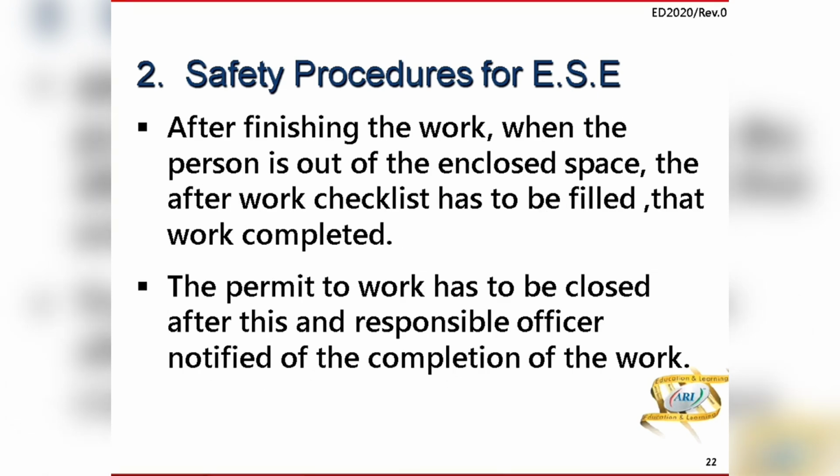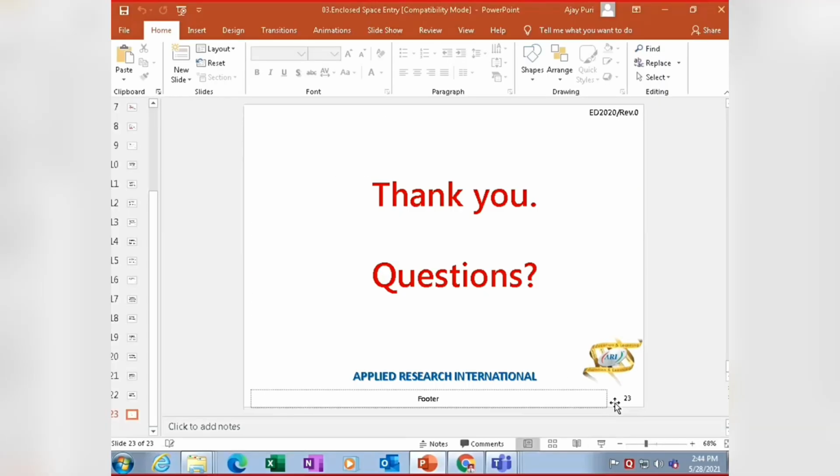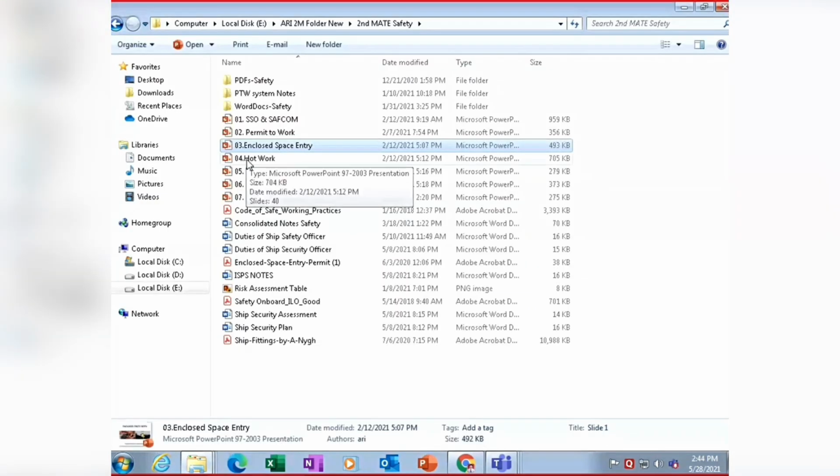After finishing your work, when your person is out of the enclosed space, the after-work checklist has to be filled up to confirm that the work is completed. The permit to work has to be closed after this and the responsible officer notified of the completion of work. So that was your enclosed space entry. We'll take one more topic, which will be hot work.